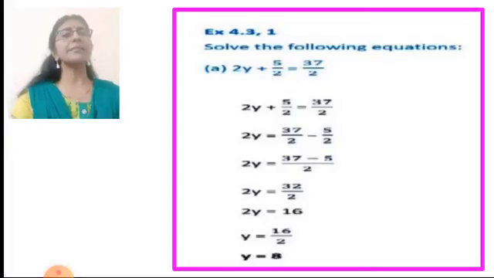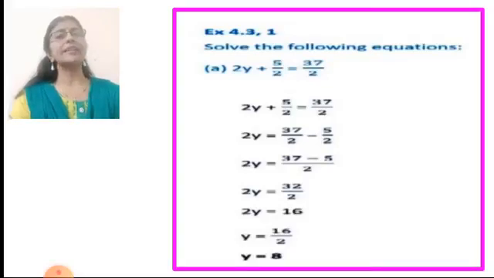Now here you can see both are fractions and they have a common denominator. In the denominator, both of them have 2. So the common denominator will be 2. So we will take 2 as the common denominator, and then 37 minus 5 we will write in the numerator. So 2y is equal to 37 minus 5 upon 2, and 37 minus 5 is 32. 32 upon 2. So 2y is equal to 32 upon 2.